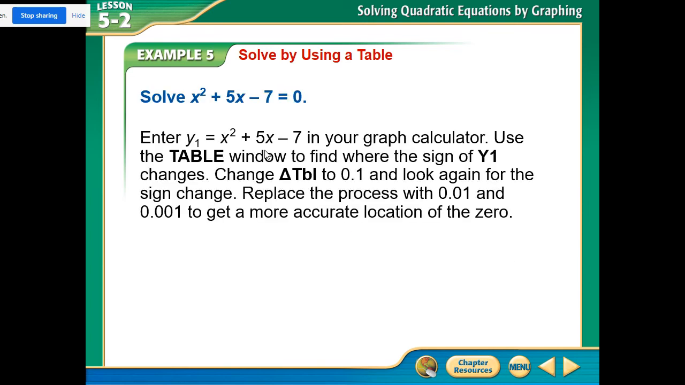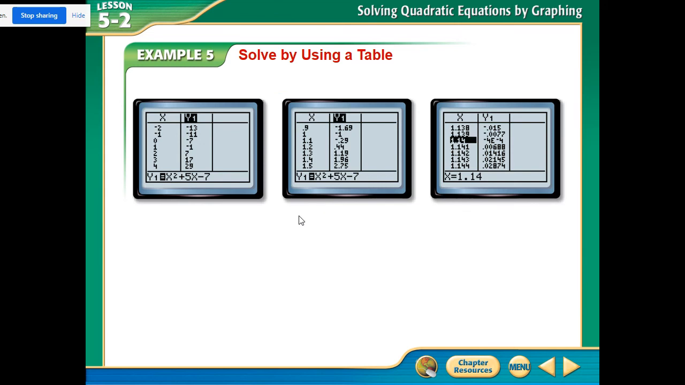They also talk about using your table to go ahead and find the value. So x squared plus 5x minus 7, and we can look at our table. This is just another way to look at it and think about it. Now they're going to change the table settings, replacing the step by 0.1 and then 0.01 and 0.001, to keep getting more and more accurate. So let's look at how that goes.